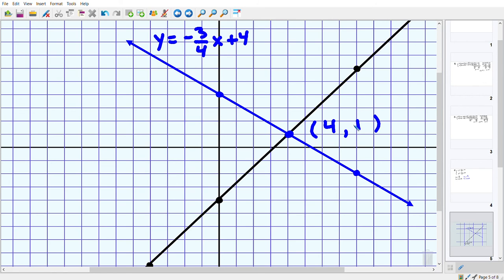Left or right first, then up or down second. So for example, let's say it was over here. That would be left, then down. Always start from the origin.